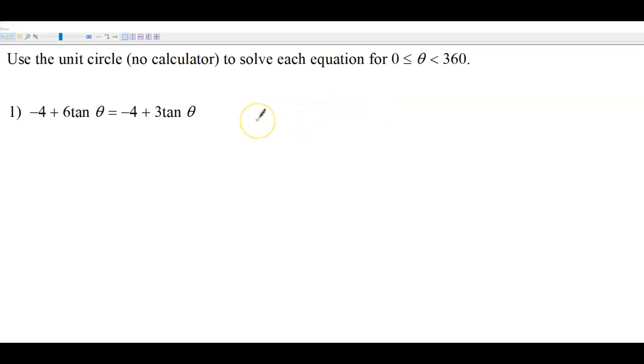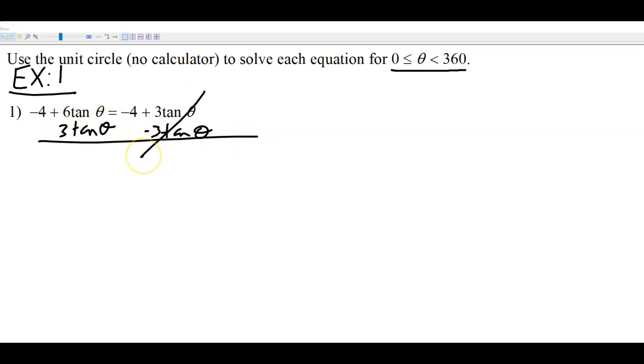All right, so here's example number 1. It says use the unit circle, in other words, no calculator, to solve this equation for all angles between 0 and 360. All right. So the first thing we want to do is get the tangent function by itself. You'll notice that we have two tangent functions here. The first thing I'm going to want to do is combine those tangent functions together. So I'm going to subtract 3 tangent on both sides like that.